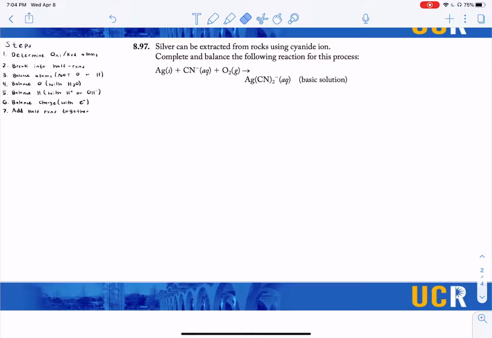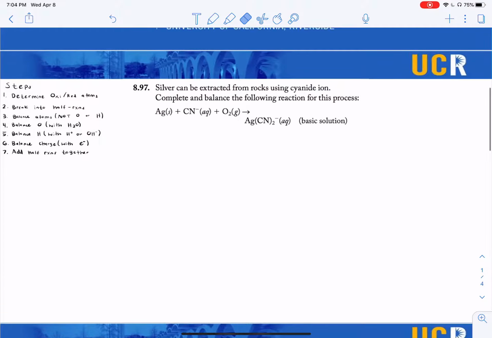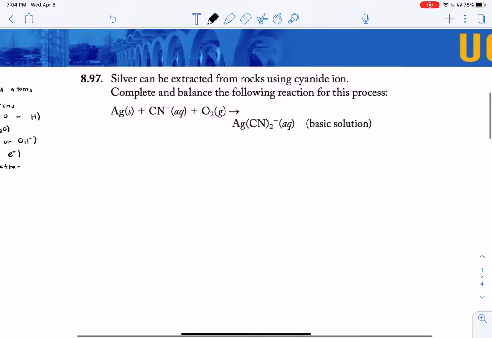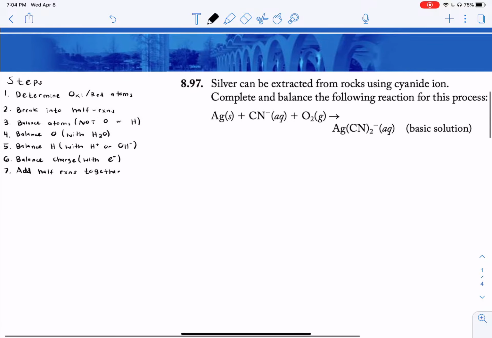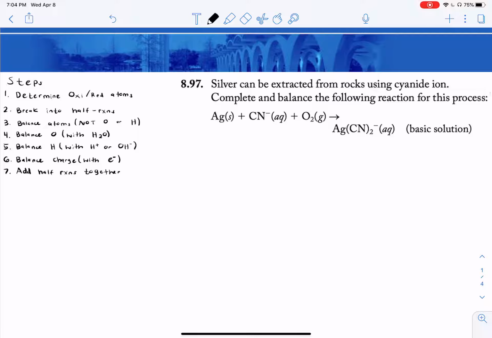Prior to recording this, I wrote out just the steps on the left side to follow along and create an outline. So the question is asking us to balance this reaction below. The first thing you want to do, given the steps on the left, is determine the oxidation and reduction atoms. So what's getting reduced, what's getting oxidized.